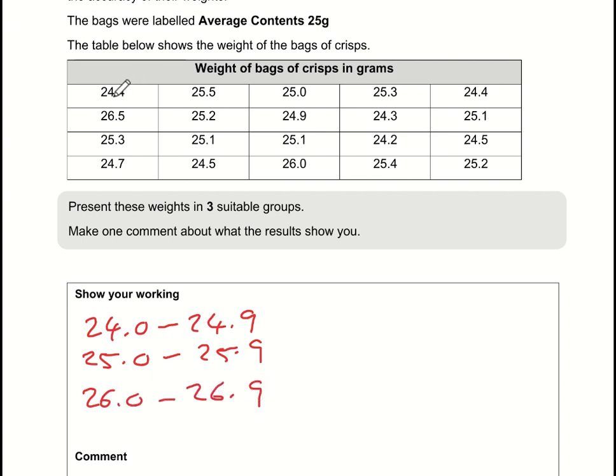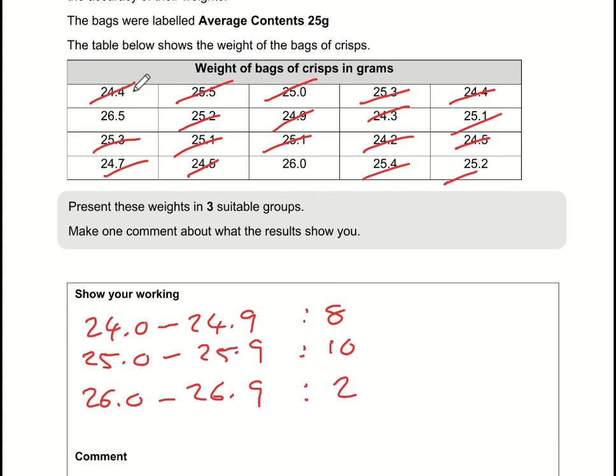So how many are 24 point something? 1, 2, 3, 4, 5, 6, 7, 8. 25 is 1, 2, 3, 4, 5, 6, 7, 8, 9, 10. And 26 is the rest, so that is 2. That's 20. 4 times 5 is 20. Okay, so we've done that.